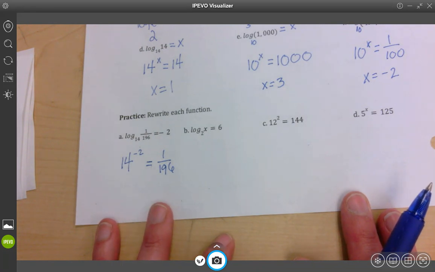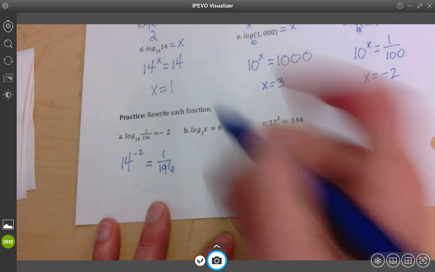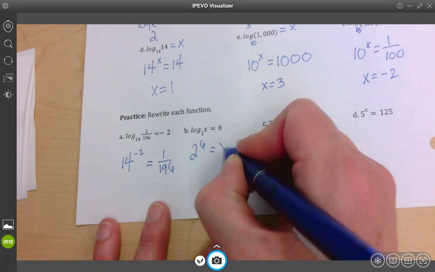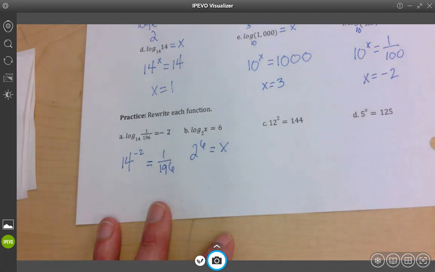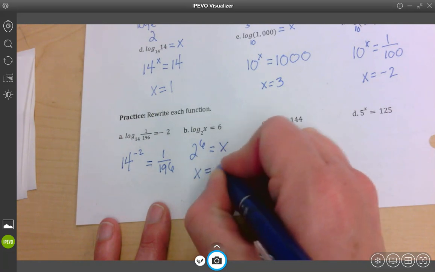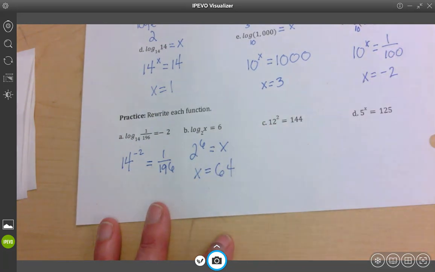Let's give Blaine one. Go ahead, Blaine. The second one, 2 to the 6. 2 to the 6 equals x. Good. All right, so Blaine wrote 2 to the 6 equals x, and then she says x equals 64. Did anybody else get that? X equals 64 in the end? Taryn got it, Sally got it, Izzy got it. Okay, so x equals 64.